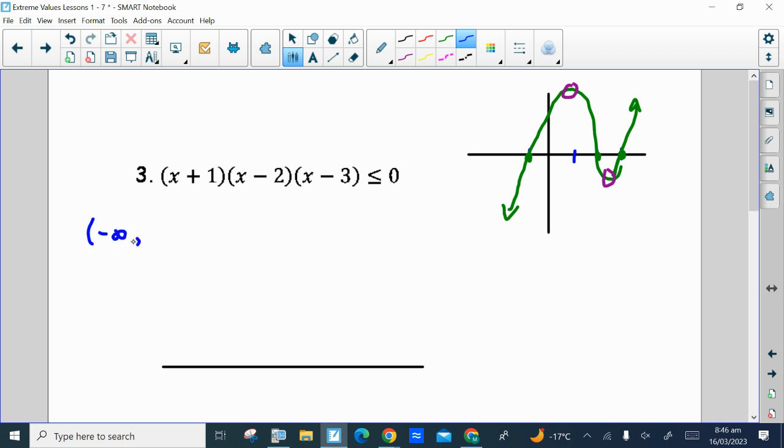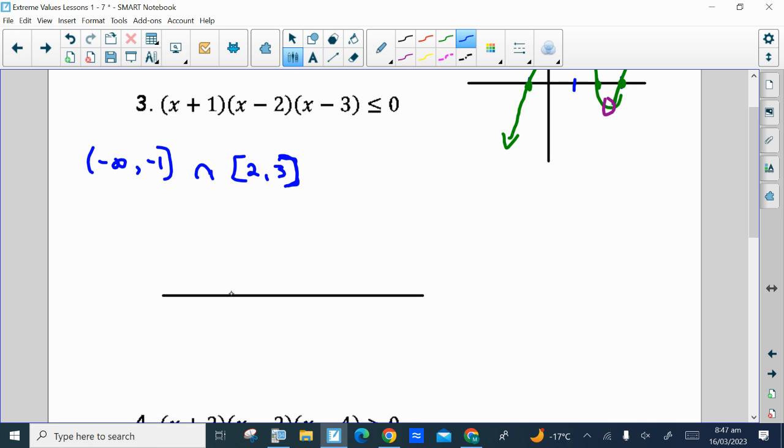The first will be from negative infinity to negative 1, and the negative 1 would be included because the function does equal 0 there. Our solutions will be when the function is less than or equal to 0, which means either on or below the x-axis. And the other interval where that happens will be between 2 and 3. And again, square brackets are used for these ones.